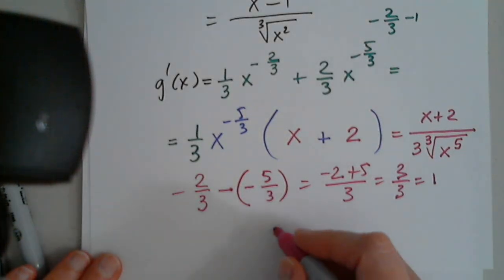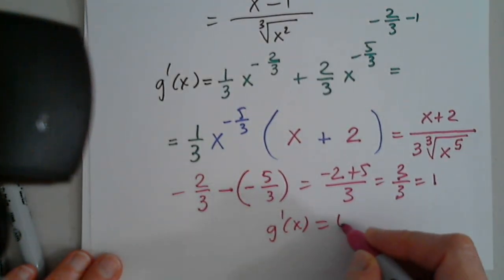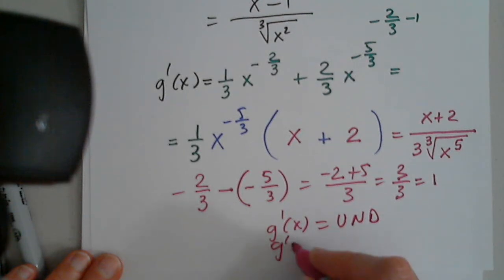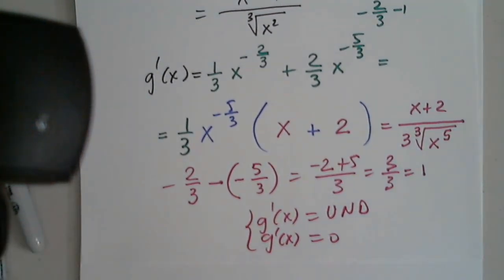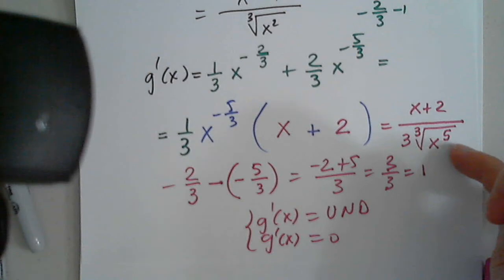Okay. So now we want g prime to be undefined or g prime to be 0. One or the other or both or none. Where is g prime undefined?